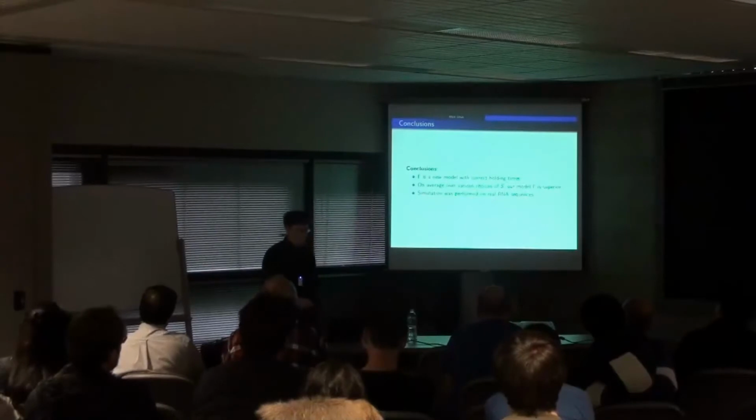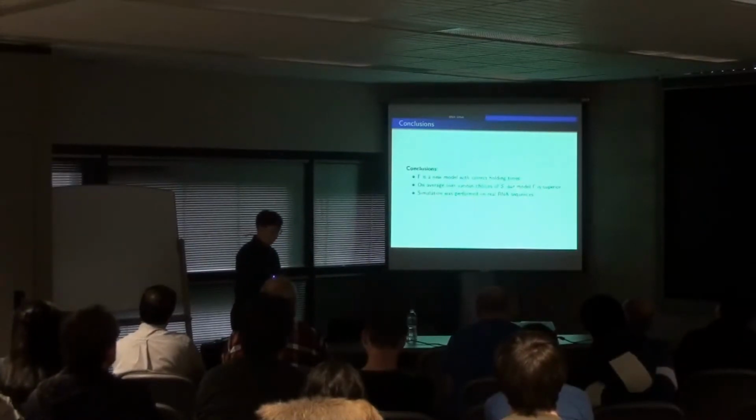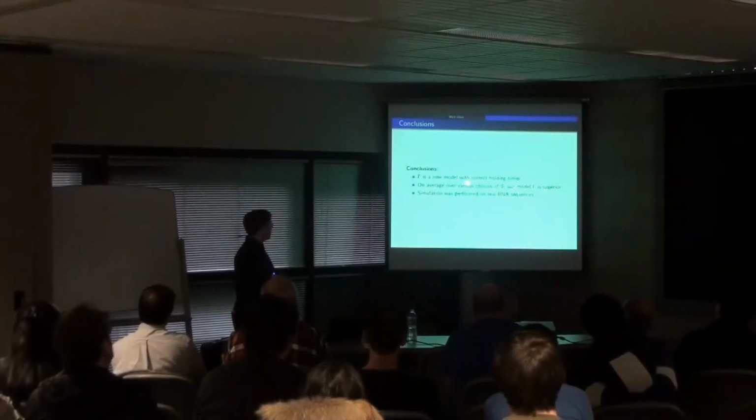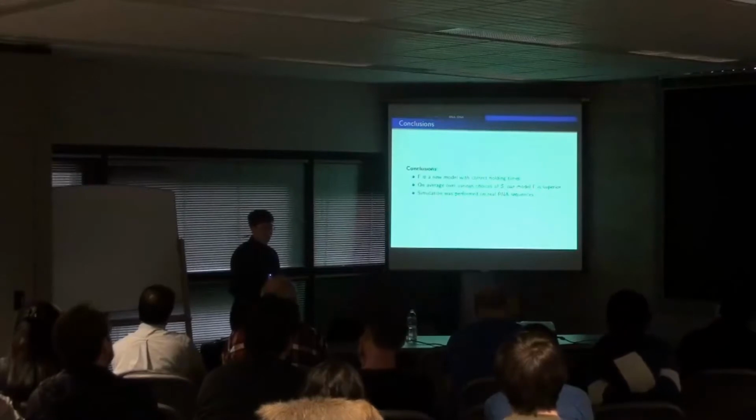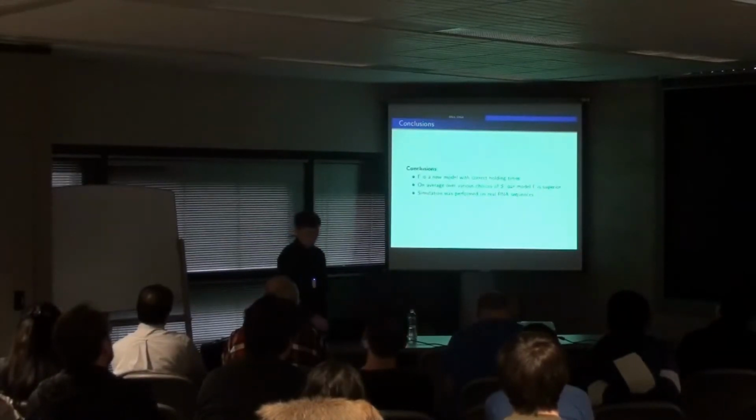So what do we have? We've proposed a new model, not previously seen in the literature, which we call gamma, and it has correct holding times. And on average, over various choices of S, it appears that gamma is superior. And these simulations were performed on real RNA sequences.